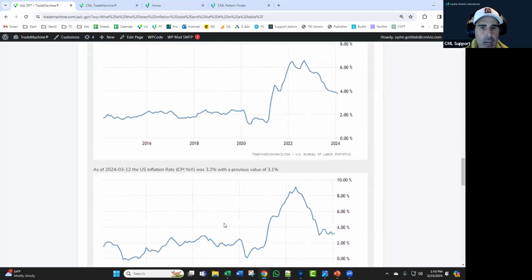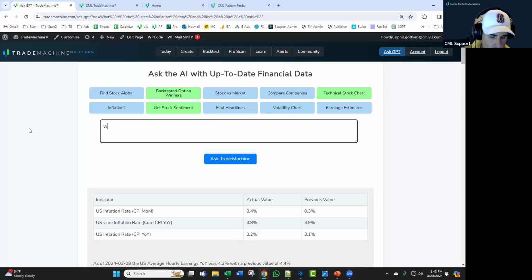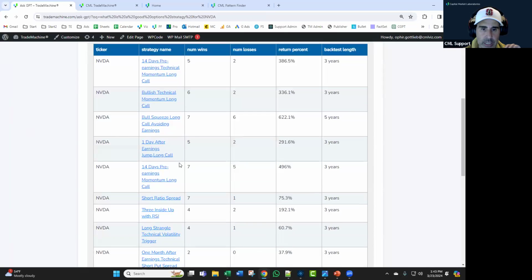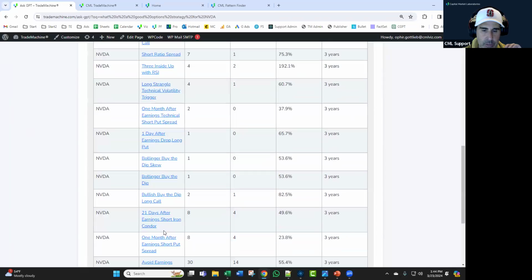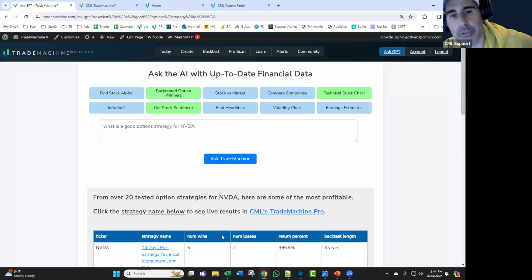Okay. So that's it. But if you're asking, what is a good option strategy for Microsoft? No, everybody wants to know what a good option strategy is for NVIDIA. You can just ask, and this is just going to go to TradeMachine. Right. So here you go. Here's an answer of 17 strategies for NVIDIA. You're welcome. So it's both.